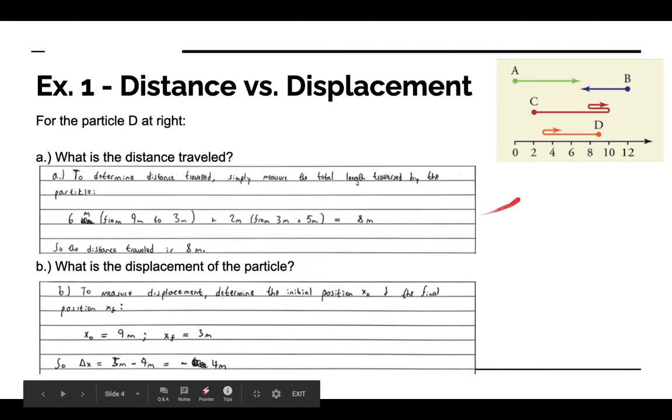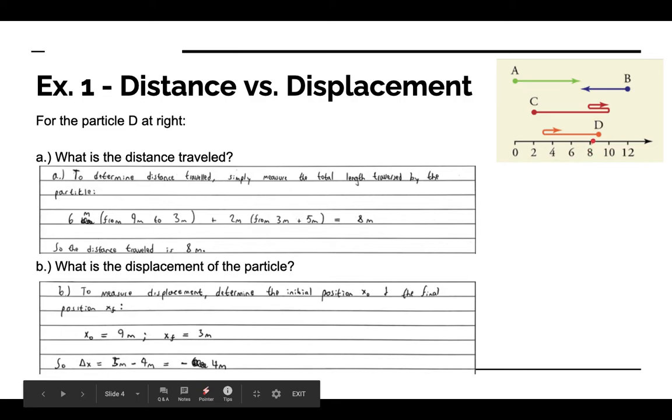Excuse me. Our final position is 5 meters, so this should be a 5 meters right here. Excuse me, that's a typo. So we're going to see that our final position is 5 meters, and thus our change in position is going to be 5 meters, our final position, minus 9 meters, our initial position. And thus our displacement is negative 4 meters.